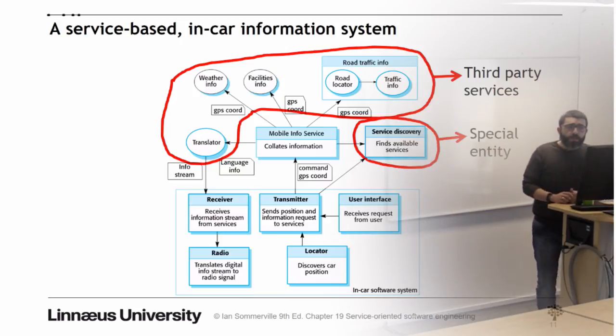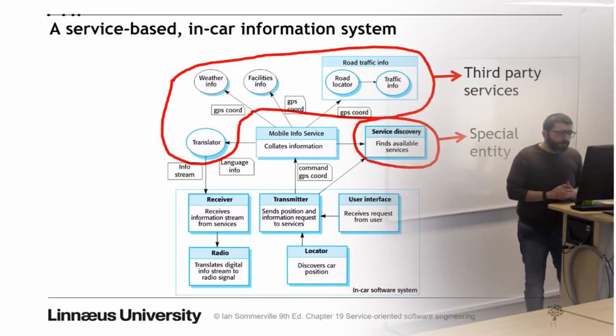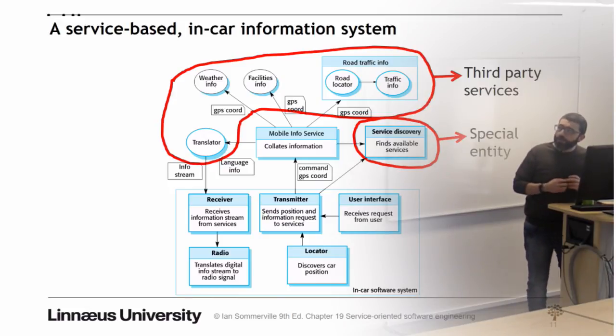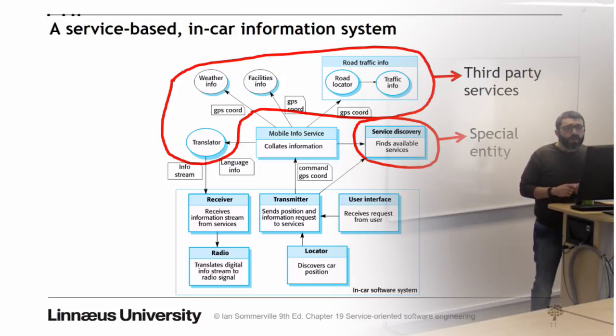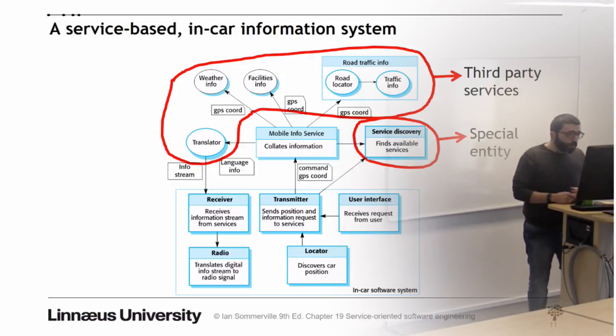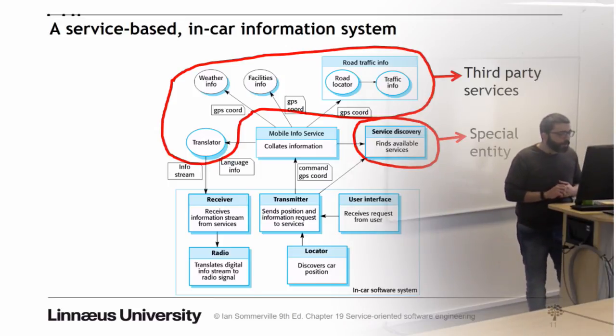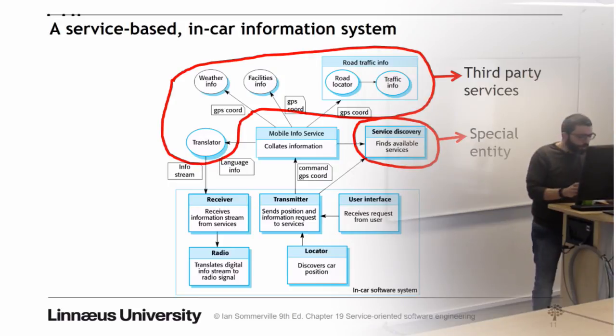Note that we have a special entity, which is the service discovery entity. This is part of this service-oriented architecture paradigm, and we're going to describe it better soon. So the idea is that all the services available on the internet are registered in this service discovery, and then you can find them. I mean, as you do by using Google when you want to search for a specific web page on the search engine.